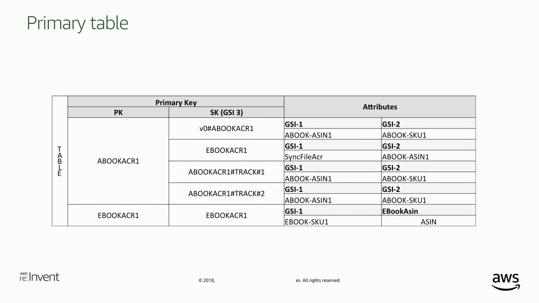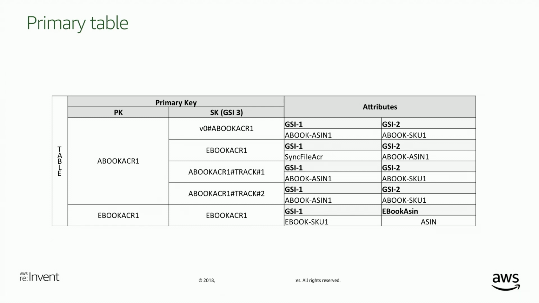So they can come in, they can say, hey, get me A-book ACR 1, starts with V0. It gives them the current metadata for that A-book ACR. They could say greater than V0. It gives them all of the history of that A-book ACR. So then the application essentially becomes responsible for constructing that query. That's exactly right. So it's query conditions that return the actual items that you're looking for.